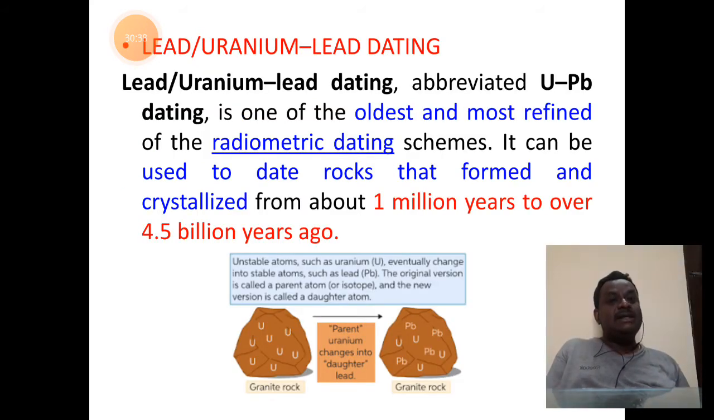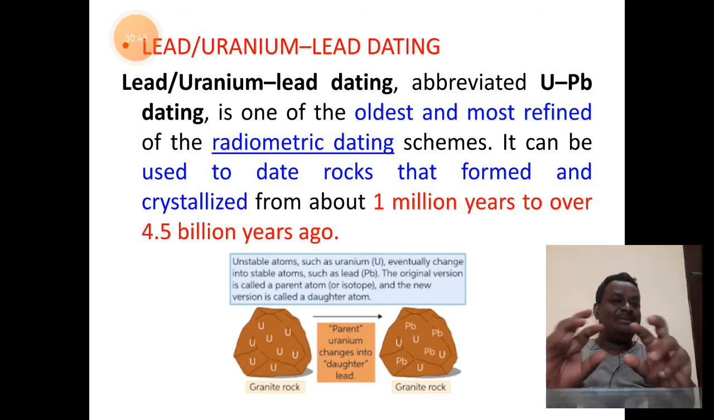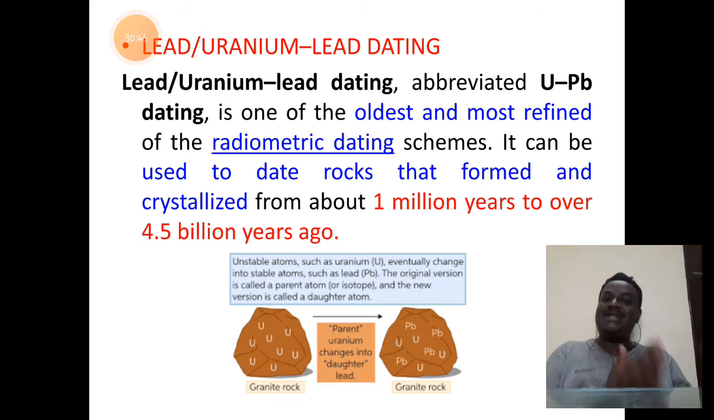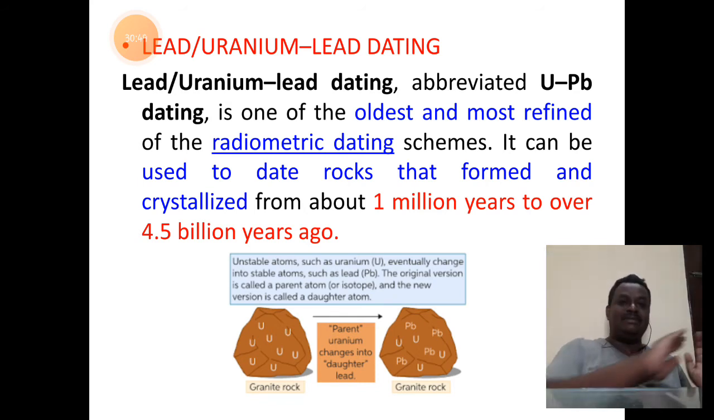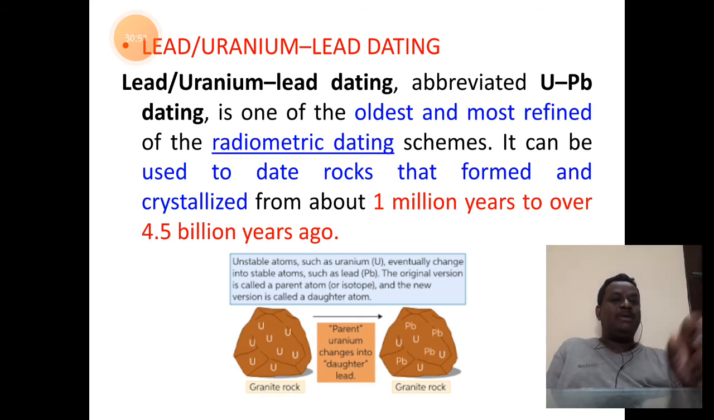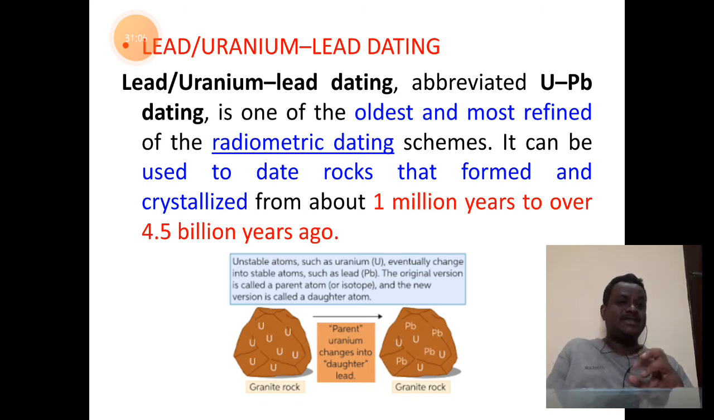The first one to start is the uranium-lead dating method. Let me put it in the right way: lead dating method or uranium-lead dating method. It is abbreviated as U-Pb dating method to symbolize those elements. This method is the oldest and most reliable method of radiometric dating. We have many methods, but the most reliable and oldest is this uranium-lead dating method.